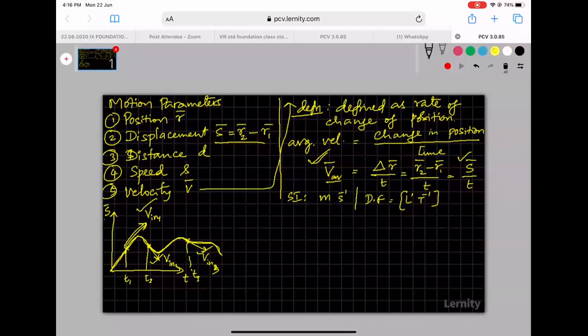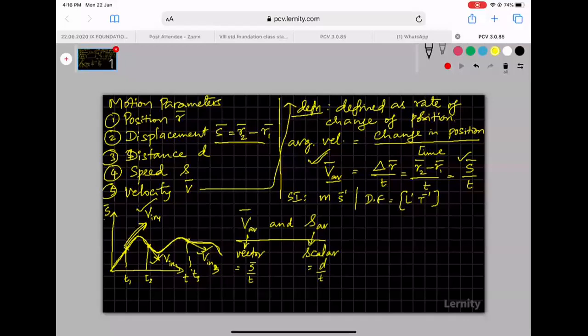Now we'll look at a small difference between average velocity and average speed. What is the difference between these two? Yes, of course, this is a vector quantity. That's a basic difference, and this is a scalar quantity. Good, as simple as that. Average speed is the distance divided by time. Average velocity is the displacement divided by time.